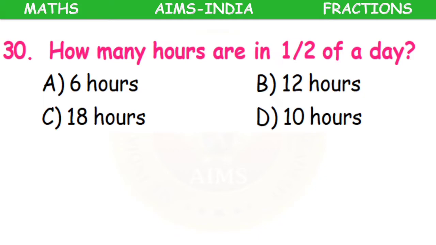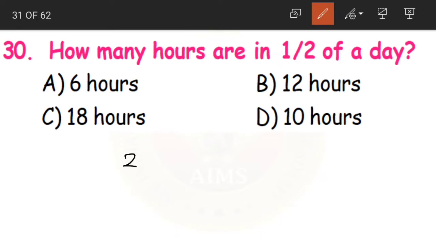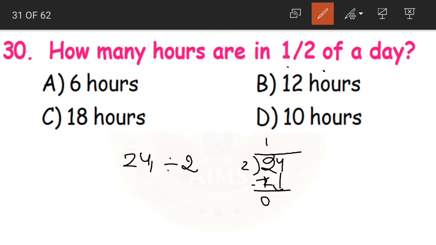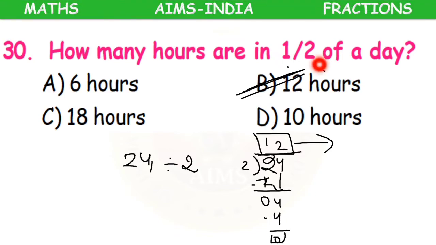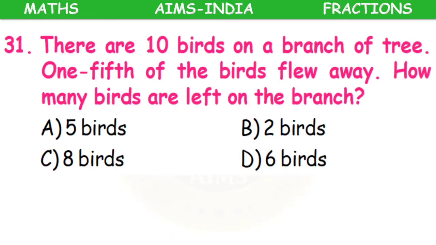How many hours are there in 1/2 of a day? See, in a day we have how many hours, children? 24 hours. Now 1/2 means what did I say? We have to divide it by 2. 24 divided by 2. We have 2 ones are 2. When we subtract, 0 is remaining, 4 brought down. We have 2 twos are 4. When we subtract, 0 is our remainder. So what is the answer? The quotient here is 12. So the correct answer is option B, 12 hours. Half of a day means 12 hours.